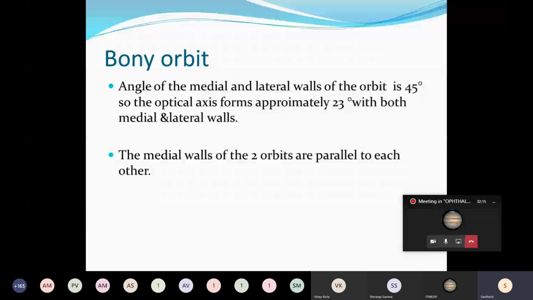Before we study the muscles, you know very well that there is a bony orbit which is in the shape of a pyramid, the apex of which is anterior and the base of which is posterior. The eyeball, the muscles and the arteries and veins are placed inside the bony orbit. The angle between the medial and lateral walls of the orbit is around 45 degrees. So the optical axis of the eye forms approximately 23 degrees with both the medial and the lateral walls of the orbit. The medial walls of both the orbits are parallel to each other, which you have to remember.